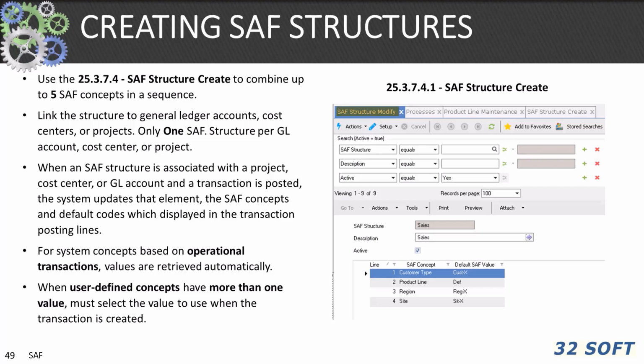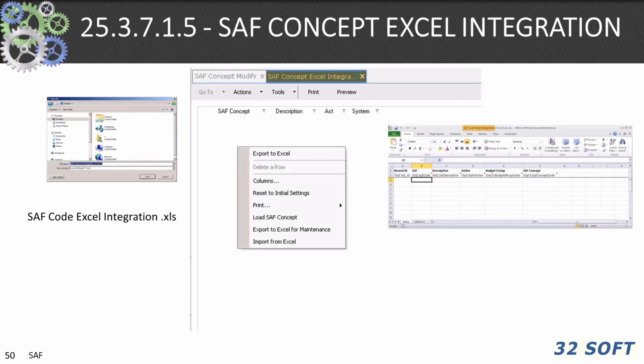For system concepts based on operational transactions, values are retrieved automatically. However, when user-defined concepts have more than one value, one must select the value to use when the transaction is created. The creation of SAF concepts, codes, and SAF structures can be somewhat intimidating. It's probably much easier to conceptually manipulate these schemas in a medium outside QAD such as Excel. Use 25.3.7.1.5 to accomplish this.